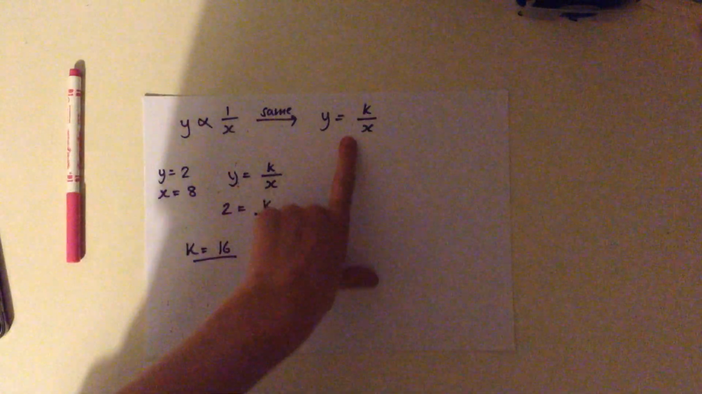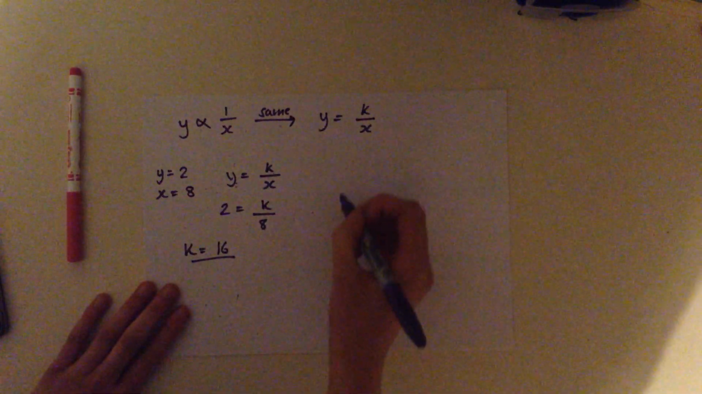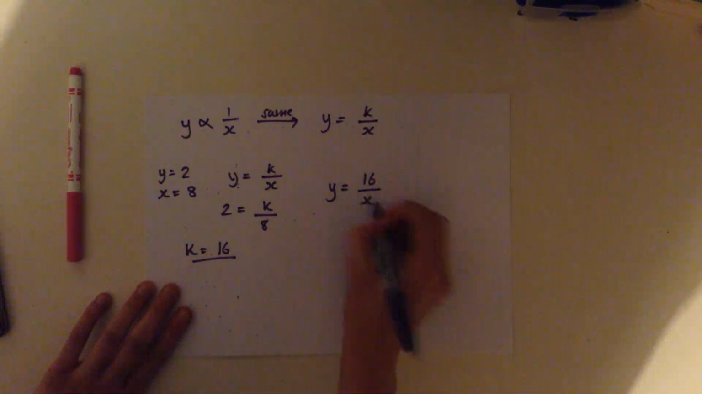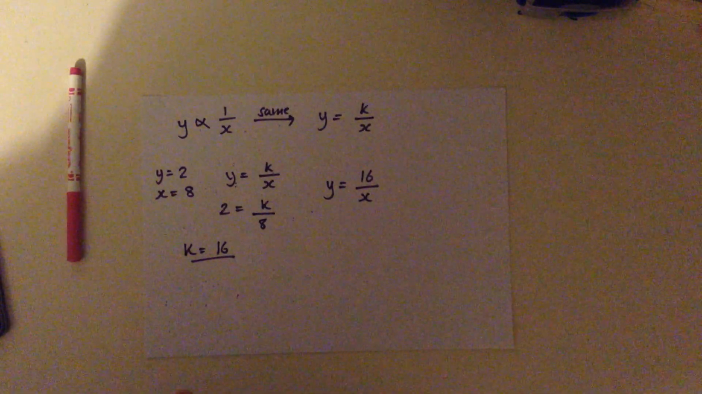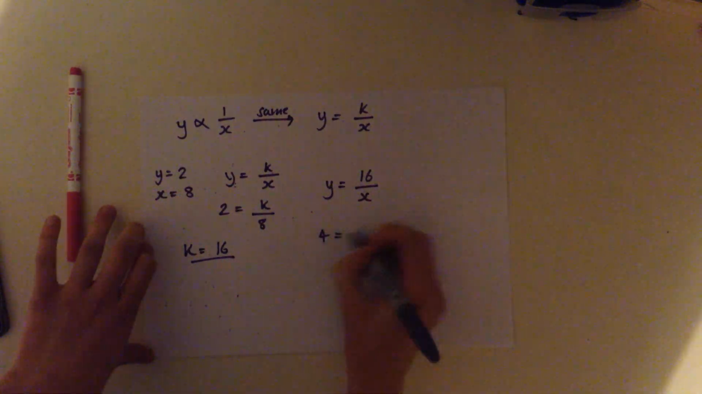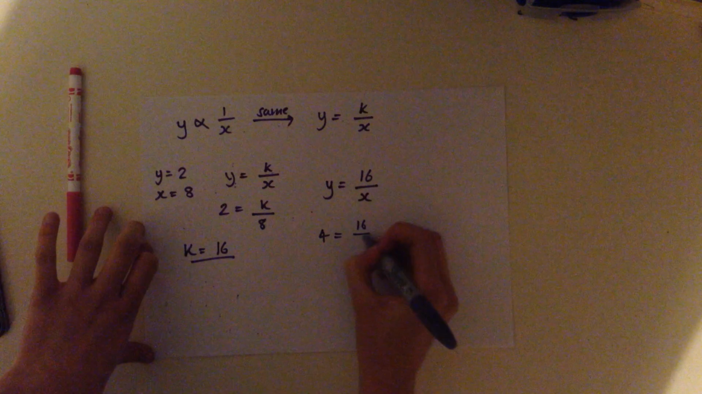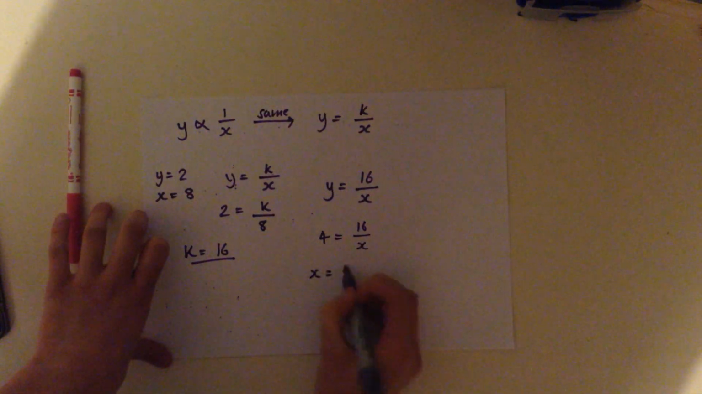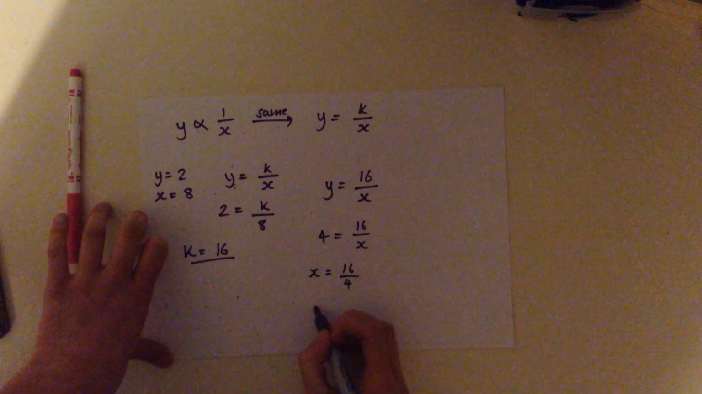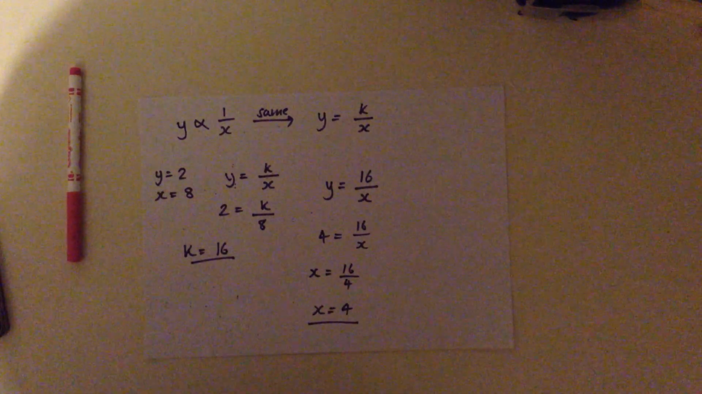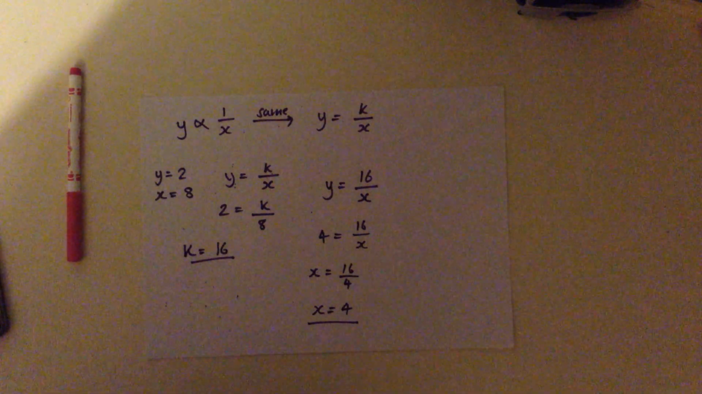Now we can rewrite this equation with the 16. So y equals 16 divided by x. And let's say that y is 4. We need to find x. So 4, 16, let's find x. Rearrange the equation to get x equals 16 divided by 4. So x is going to be 4. And that's how you do inverse proportion.